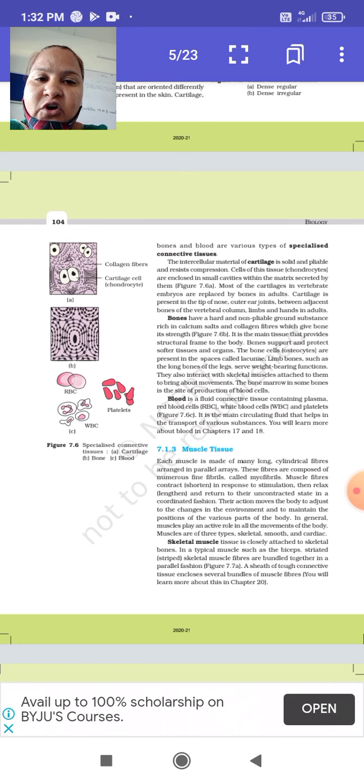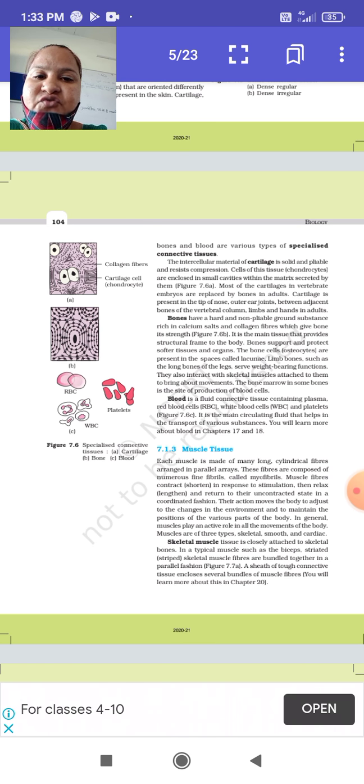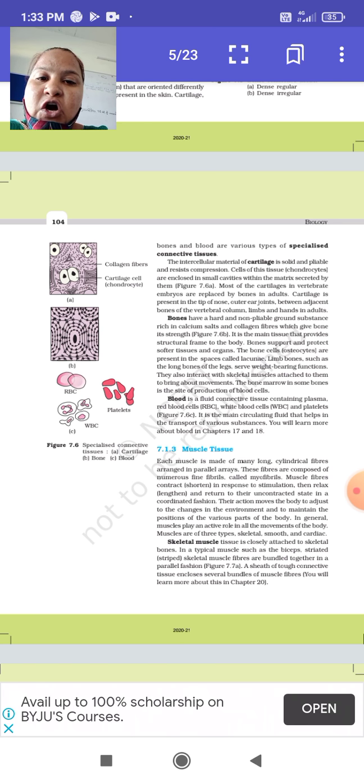बोन्स क्या होता है, हार्ड होता है, नॉन पेलेबल ग्राउंड सब्सटेंस होता है, मतलब बिल्कुल हम इसको दबा नहीं सकते हैं, बहुत हार्ड होता है ये. और किस में रिच होता है, कैल्शियम सॉल्ट में एंड कोलेजन फाइबर्स में, जो हमें इसको स्ट्रेंथ प्रोवाइड करता है. इसका मेन फंक्शन क्या होता है, बॉडी का स्ट्रक्चरल फ्रेमवर्क बनाना है, और ये सपोर्ट करता है और प्रोटेक्ट करता है सॉफ्ट टिश्यूज़ और ऑर्गन्स को.